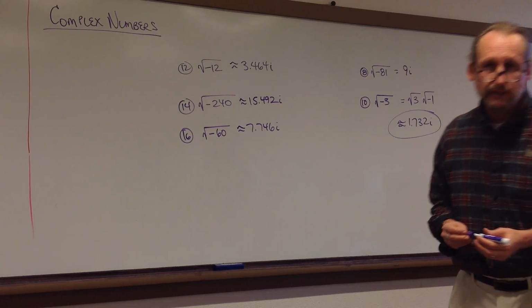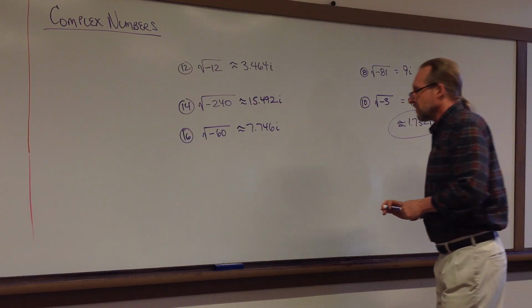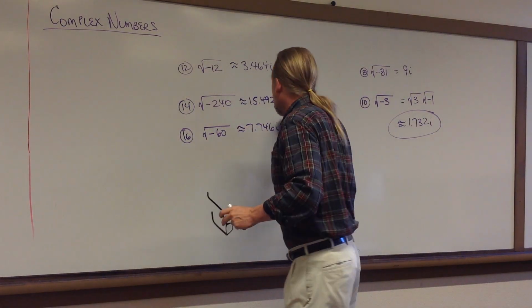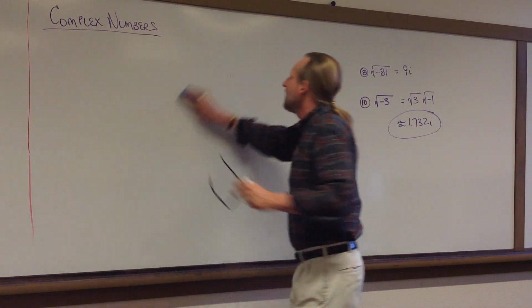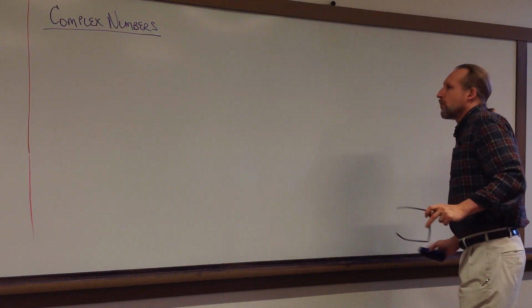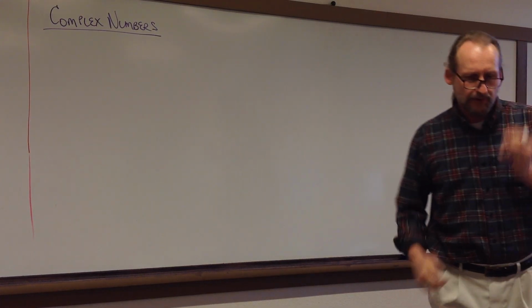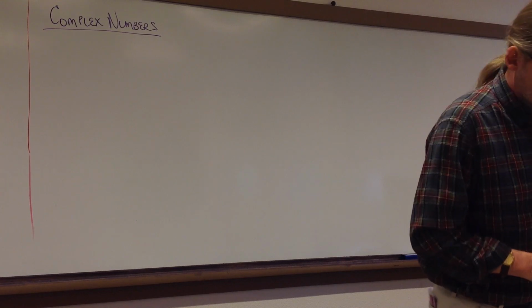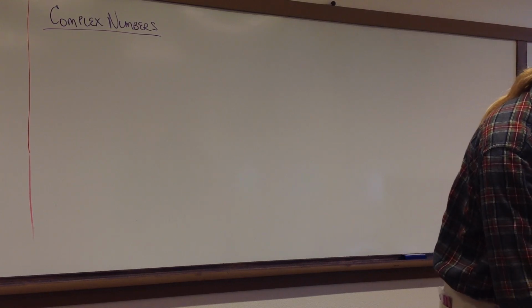The second part of the assignment is how to calculate with complex numbers. We want to add, subtract, and multiply. Dividing with the complex numbers is kind of tricky, and so we're just going to forget about that for right now. If you're interested in that, I'd be happy to talk with you about it.